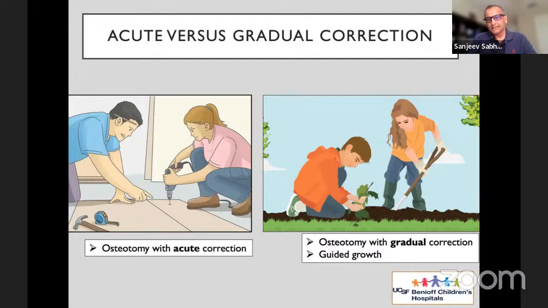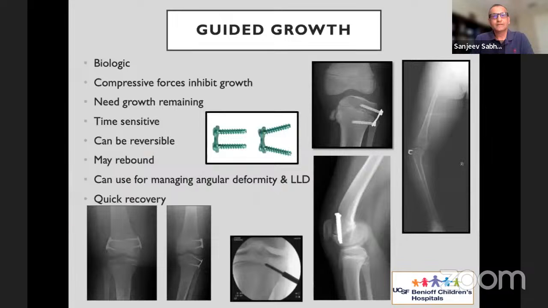And gradually, you could do it either by cutting the bone and gradually lengthening or straightening it, or you could use the biology by tethering the growth plate on one side so that the bone straightens. I mean, these are simple concepts that I think you know. And again, somewhat basic, but guided growth is biologic.